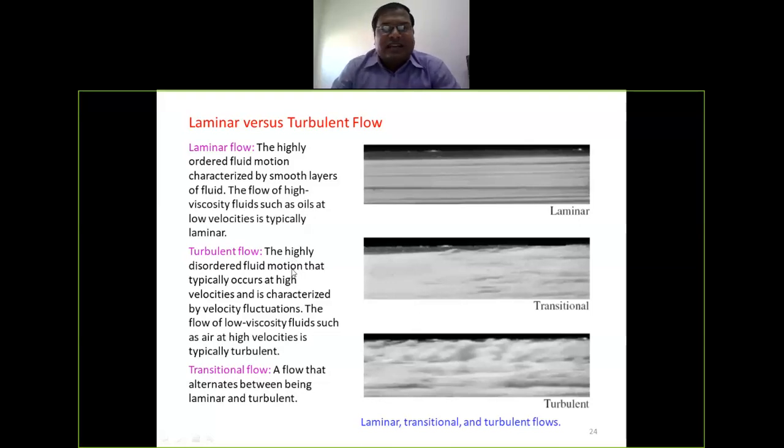Okay, so there are so many examples available between laminar flow and turbulent flow. In turbulent flow, fluid particles are not moving in a straight path. They are moving randomly and crossing each other. So this is the example of turbulent flow, laminar flow. And one more is transitional flow, a flow that alternates between being laminar and turbulent. Means in between laminar and turbulent flow, the flow is called transitional flow.